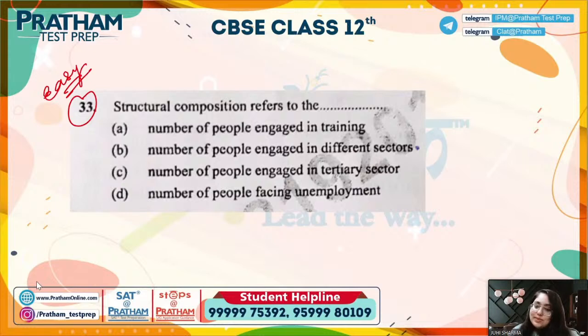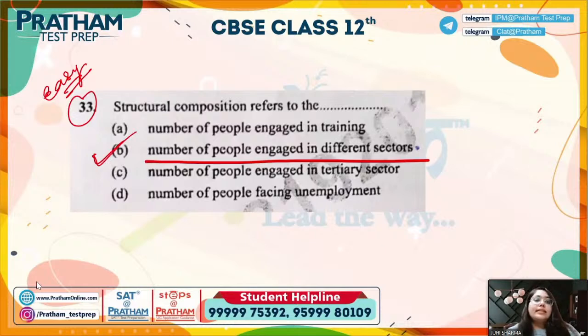Structural composition is basically कि जो different sectors of the society हैं, हमारे different sectors of the economy हैं, tertiary sector, secondary sector, primary sector, उसमें क्या क्या composition of people engaged हैं, कितने लोग engaged हैं, what percentage of the people are engaged in the different sectors of society, in the different sectors of economy. So option B जो आपका है वो correct option है, right? That structural composition refers to the number of people engaged in different sectors.